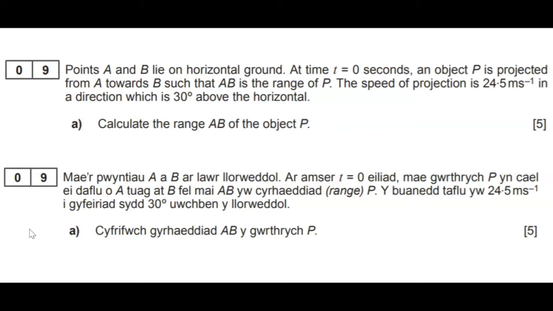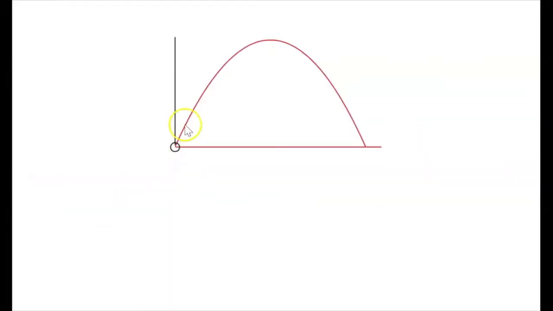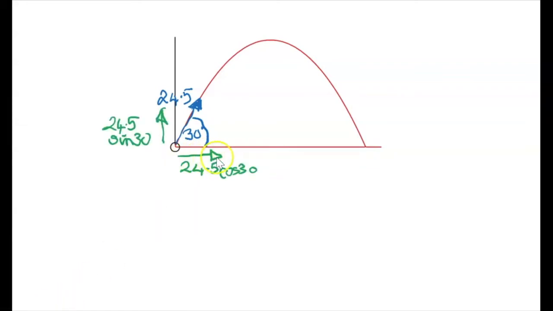So we've got a question about projectiles, so if we draw a diagram. We have the projection as a parabola. The angle of projection is 30 degrees and the velocity is 24.5. So we want to look at components. The horizontal component is 24.5 cos 30 and the vertical component is 24.5 sin 30.